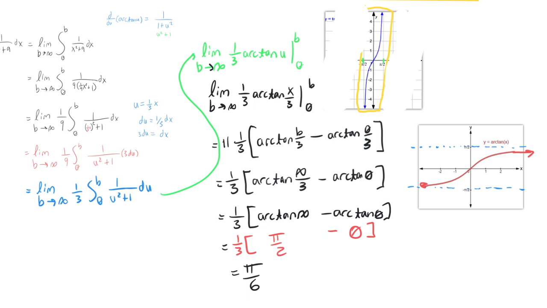Now, had we memorized the arctan graph, then this answer would have been very easy, right? In other words, arctan of infinity. In other words, as x approaches infinity on the arctan graph, you could say that y approaches pi over 2.